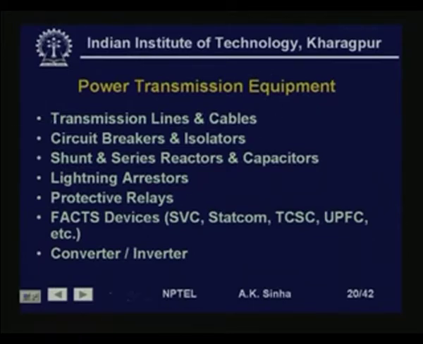The other equipment that we use are, of course, lines and cables to carry the power, circuit breakers and isolators. Circuit breakers are used to disconnect the line in case of a fault or some other reasons. Isolators are the same kind of switches. The main difference between circuit breakers and isolators is that circuit breakers can break a circuit in which current is flowing, whereas isolators are used only to isolate a circuit when it is not carrying any current.